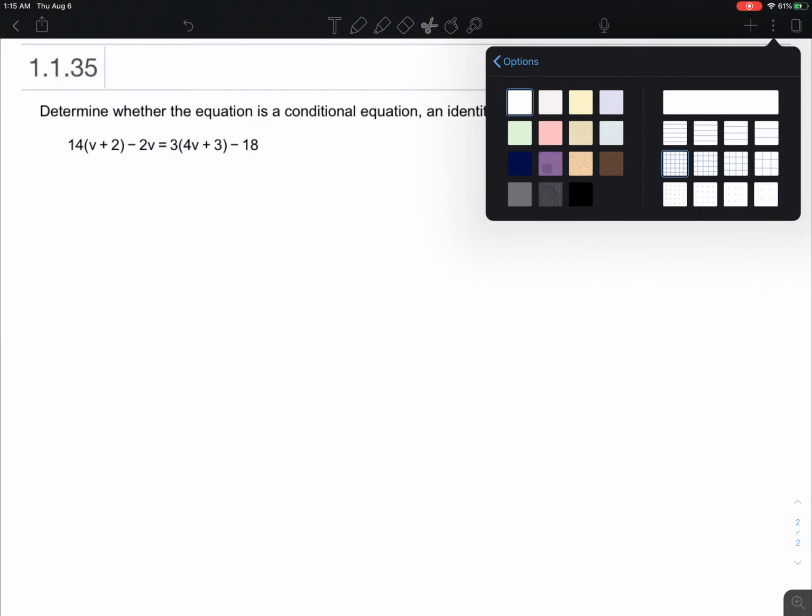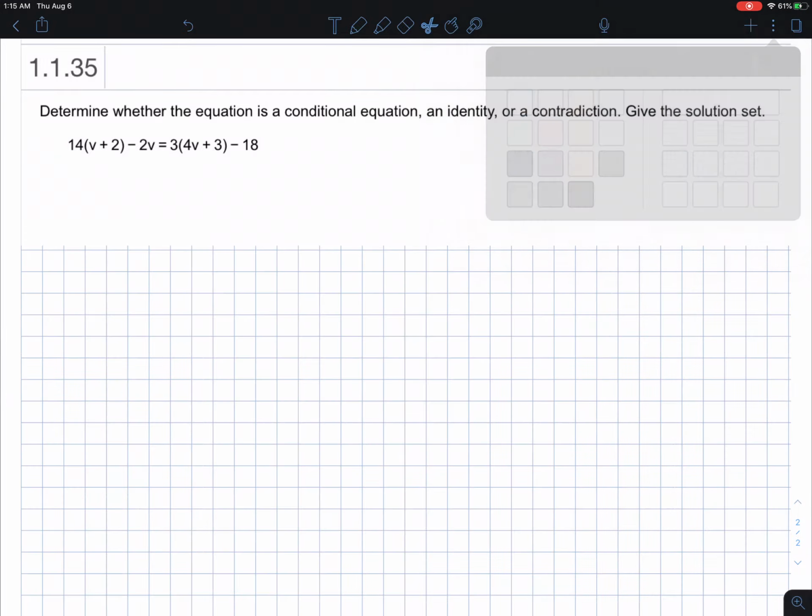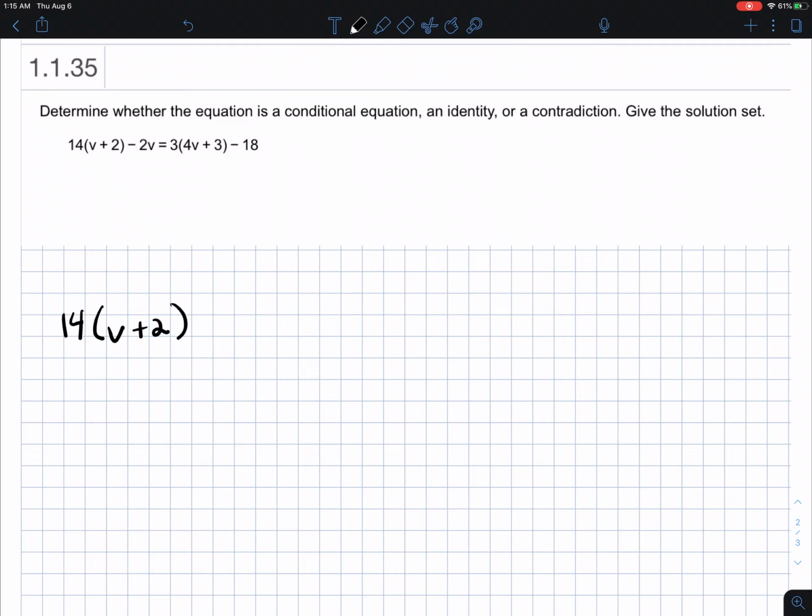I'm going to open up my paper like this. Okay, so I like to start with a copy of the original. We're going to say 14 times v plus 2 minus 2v equals 3 times 4v plus 3 minus 18, right?